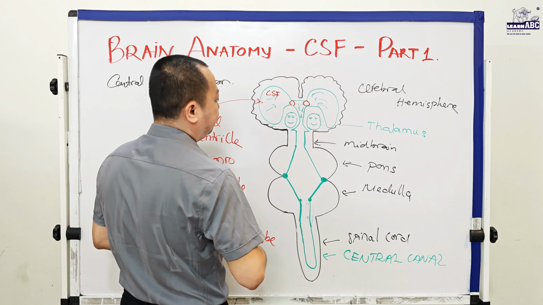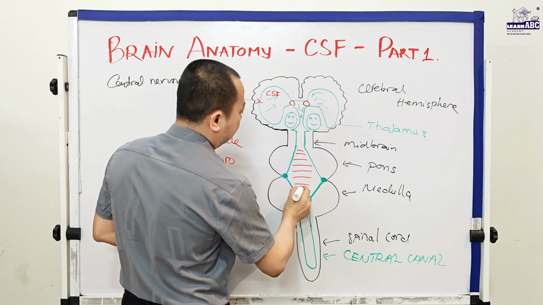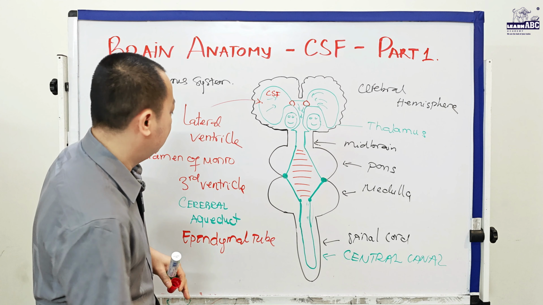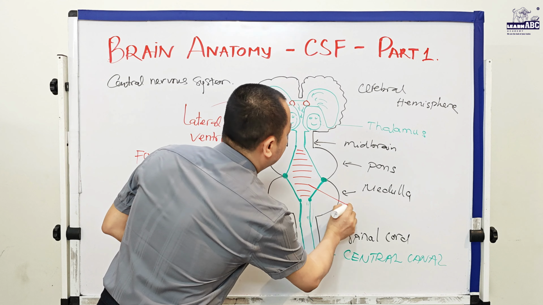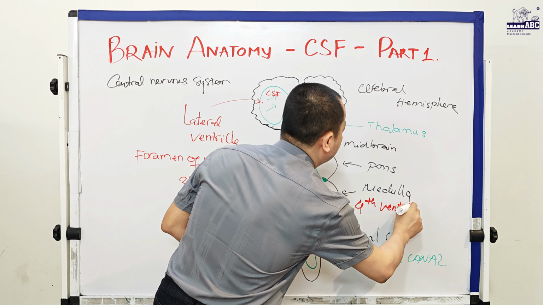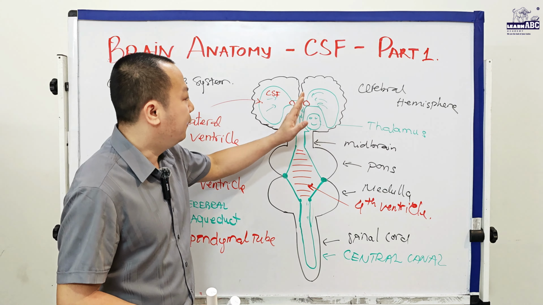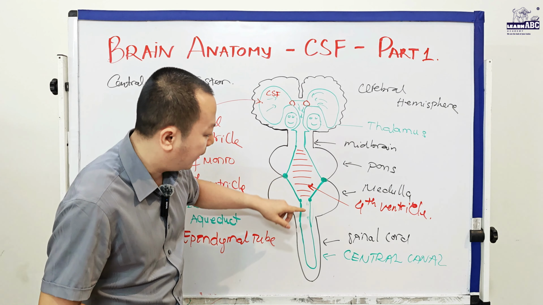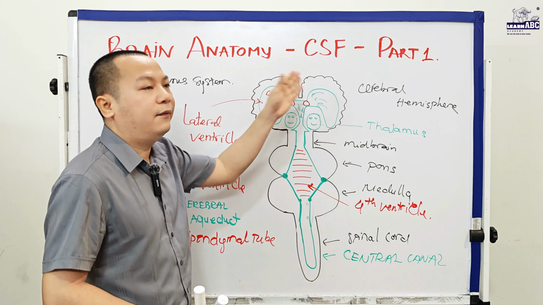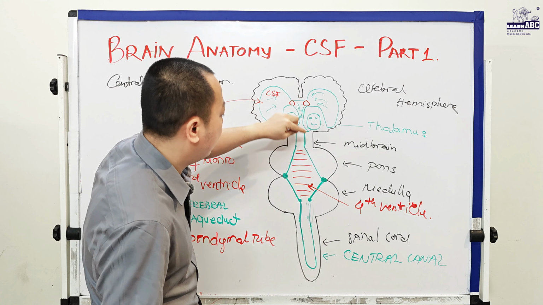Now you see the space between the pons and medulla. This space we call the third ventricle. Sorry, we call it the fourth ventricle. Now you see we have the lateral ventricle, third ventricle, fourth ventricle, and the central canal here. We don't say first or second ventricle. We just say lateral ventricle. Okay, and then we say third ventricle and fourth ventricle.